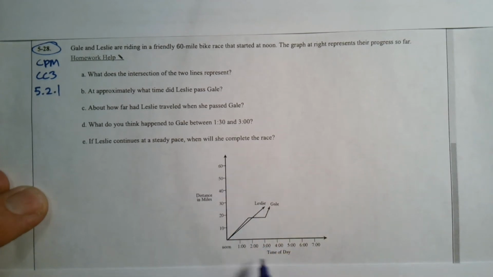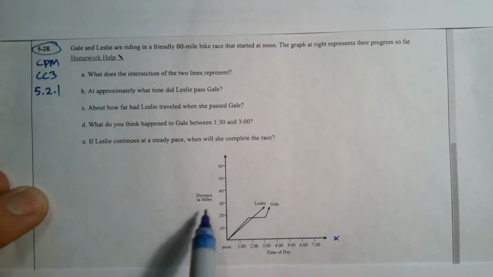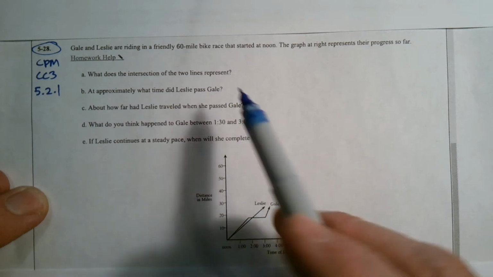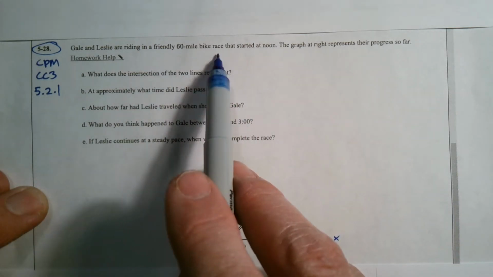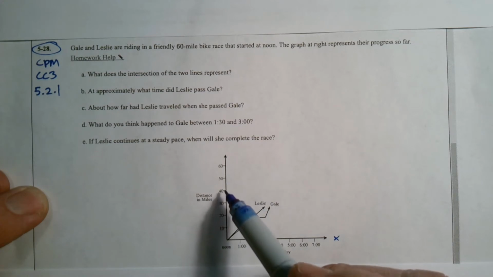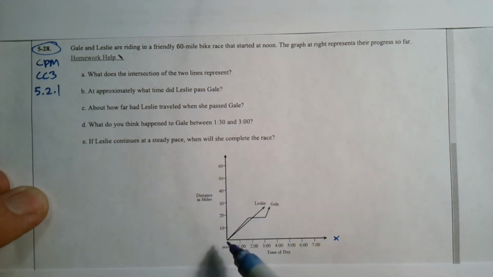If we're going to interpret this, what do I see? I see my x-axis. It's time of day. So here's 1 o'clock, 2 o'clock. It starts us off at noon, 1 o'clock, 2 o'clock, 3 o'clock, 4 o'clock, 5 o'clock, etc. And then distance in miles is how far they traveled, right? They're going on a 60-mile bike race. So this is the distance. There's 10, 20, 30, 40, 50, 60. So there's our distance in miles.